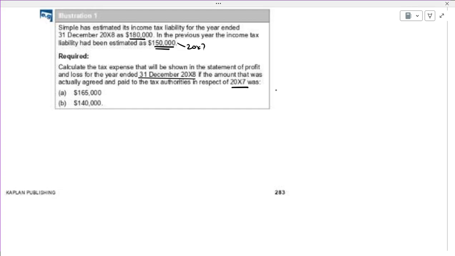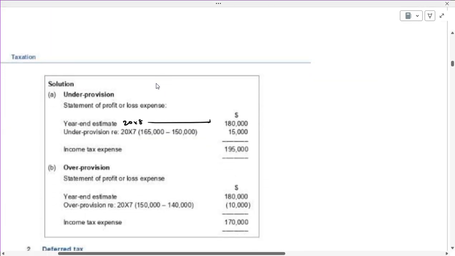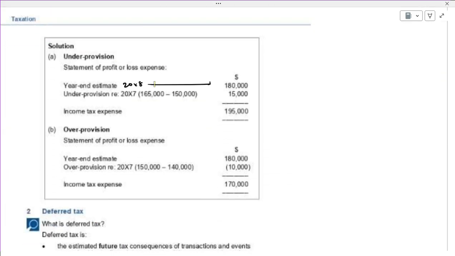This is the amount they have paid. In the end, they have paid how much? They have paid 165. They have estimated 150, and they have paid 165. This is the estimated amount, and this is the paid amount.